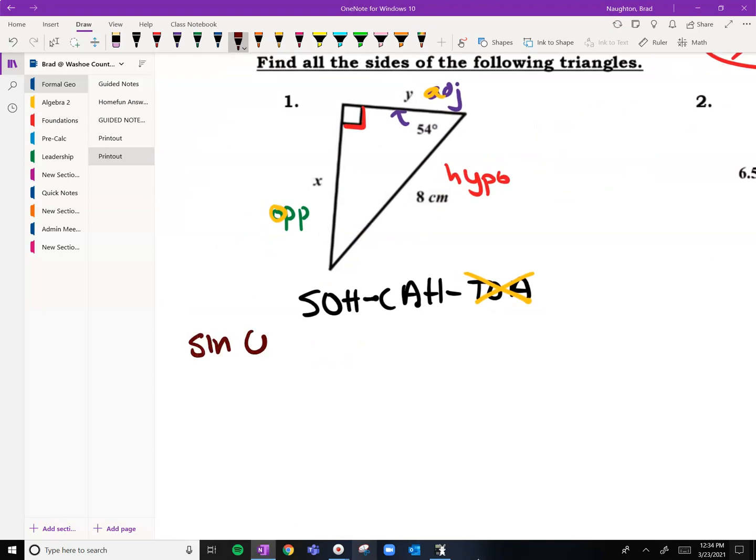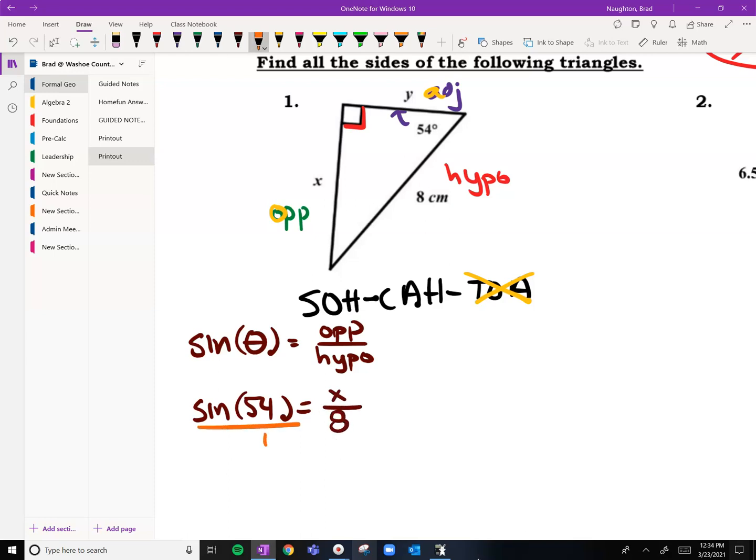So sine of our theta is going to be opposite over hypo. So the sine of 54 is going to be opposite, which is x, over hypo, which is 8. So we're going to put this over 1 and cross multiply. So 1 times x is going to be just x. And then sine 54 times 8 is going to be 8 sine 54.